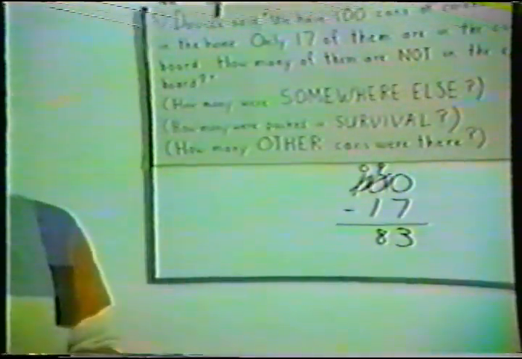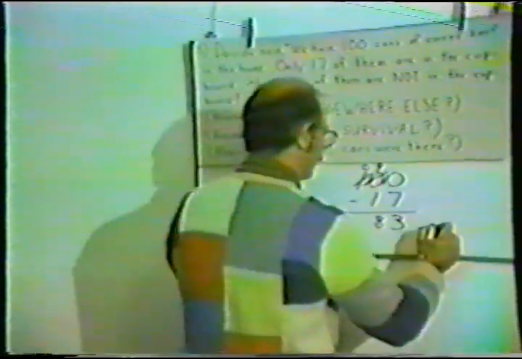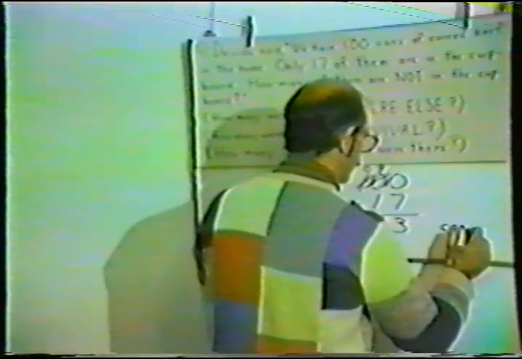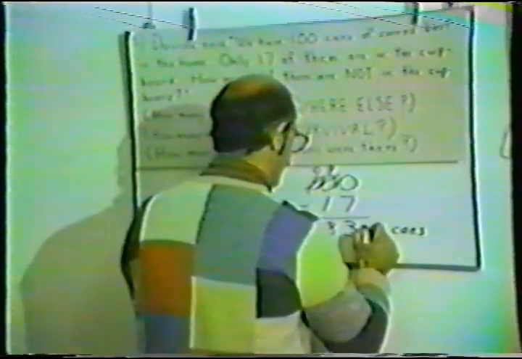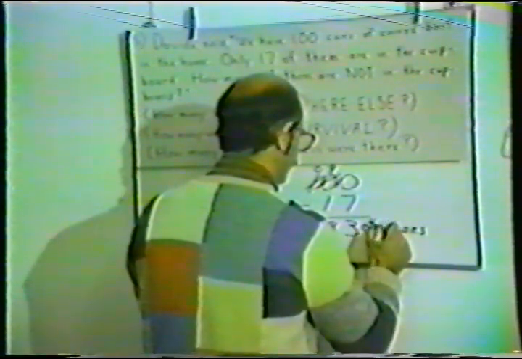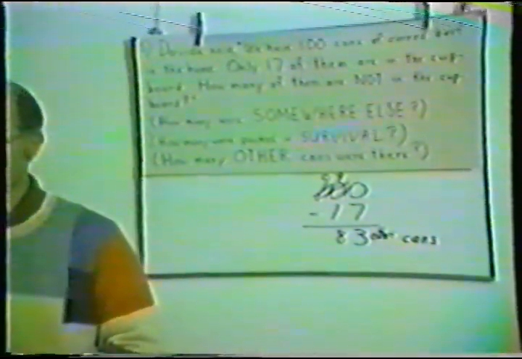83 what? Cans. And what else could you say about these cans? Other cans. These are other cans. They are someplace else. These are not your general cans that you have in the cupboard. These are the other ones.